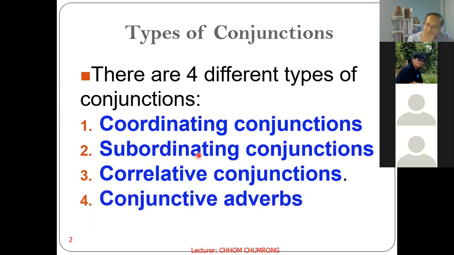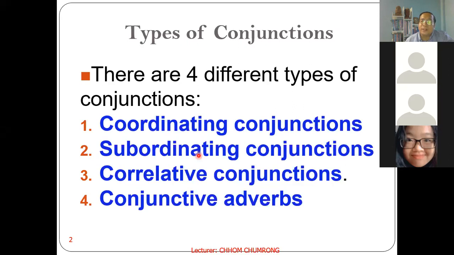And the last one is what? Conjunctive adverbs. What are the different kinds of conjunctive adverbs that you have learned in compound sentences? Don't forget that. You learned already: the first way, you use FANBOYS, and the second way, you use conjunctive adverbs. There are many: moreover, after all, nevertheless, nonetheless, however, anyway, on the other hand, by the way. These are called conjunctive adverbs.